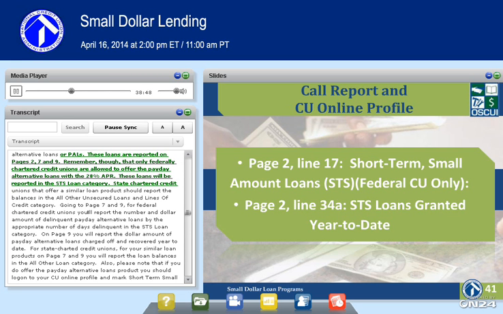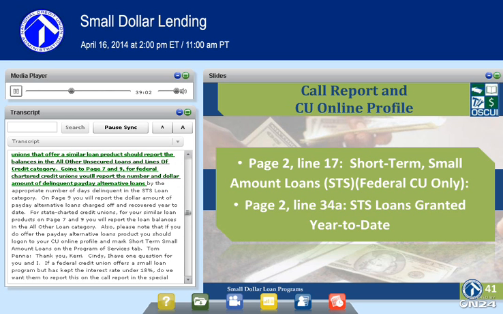Remember, though, that only federally chartered credit unions are allowed to offer the payday alternative loans with a 28% APR. These loans will be reported in the STS loan categories. State-chartered credit unions that offer a similar loan product should report the balances in all other unsecured loans and lines of credit categories.